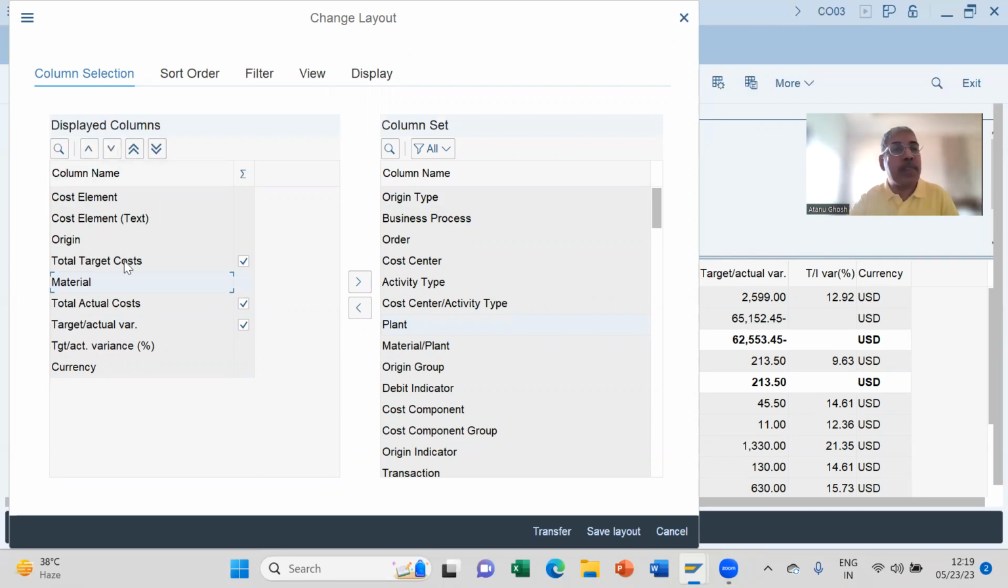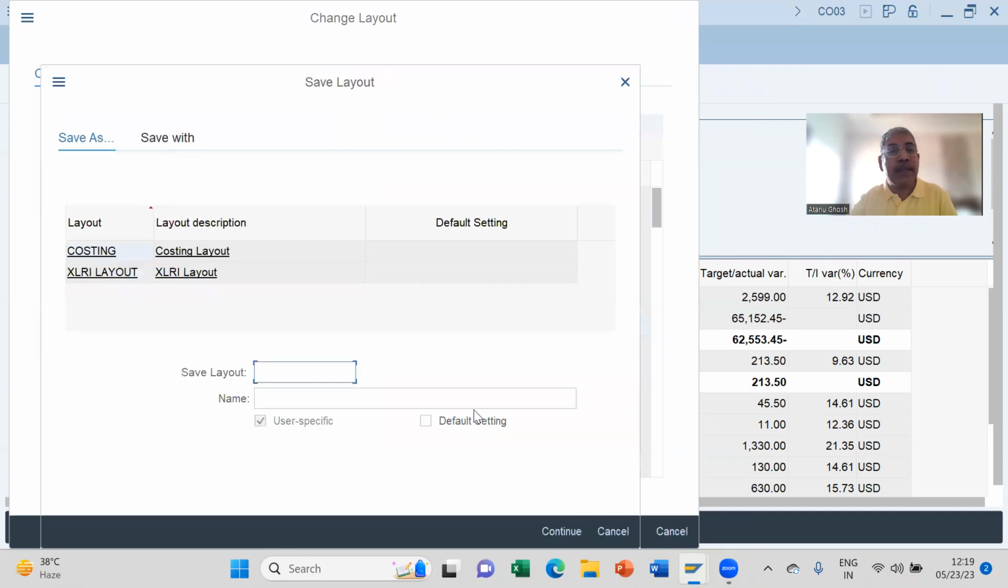Similarly, if I don't want target cost, I can click on it and put the right arrow so that I push it to the other column list. There, and you see small ticks over there. These ticks are meant for additions. Once you're satisfied with the list of columns that you need to analyze, you can save the layout. You can click on save over here and name the layout and continue, and this layout will be saved.